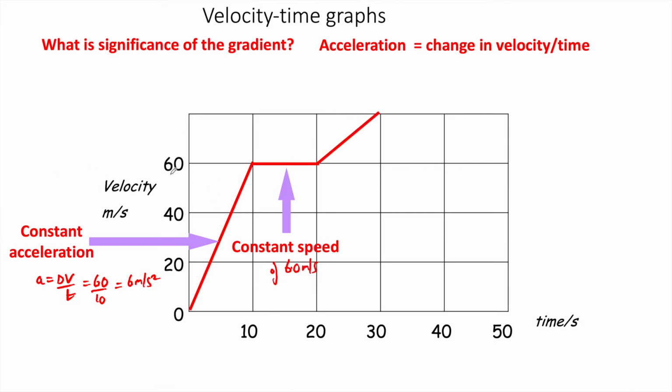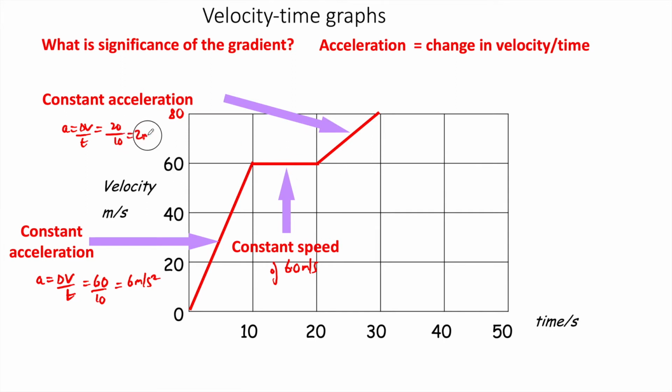The next one, of course, is constant acceleration again, but it's a lower acceleration, so the rate at which the speed increases is less. And again, the acceleration here is changing speed over time taken. The change in speed is going to be 20, and the time taken is going to be 10, so that is 2 meters per second every second. Look at the difference in gradient, it's a third what it was there.